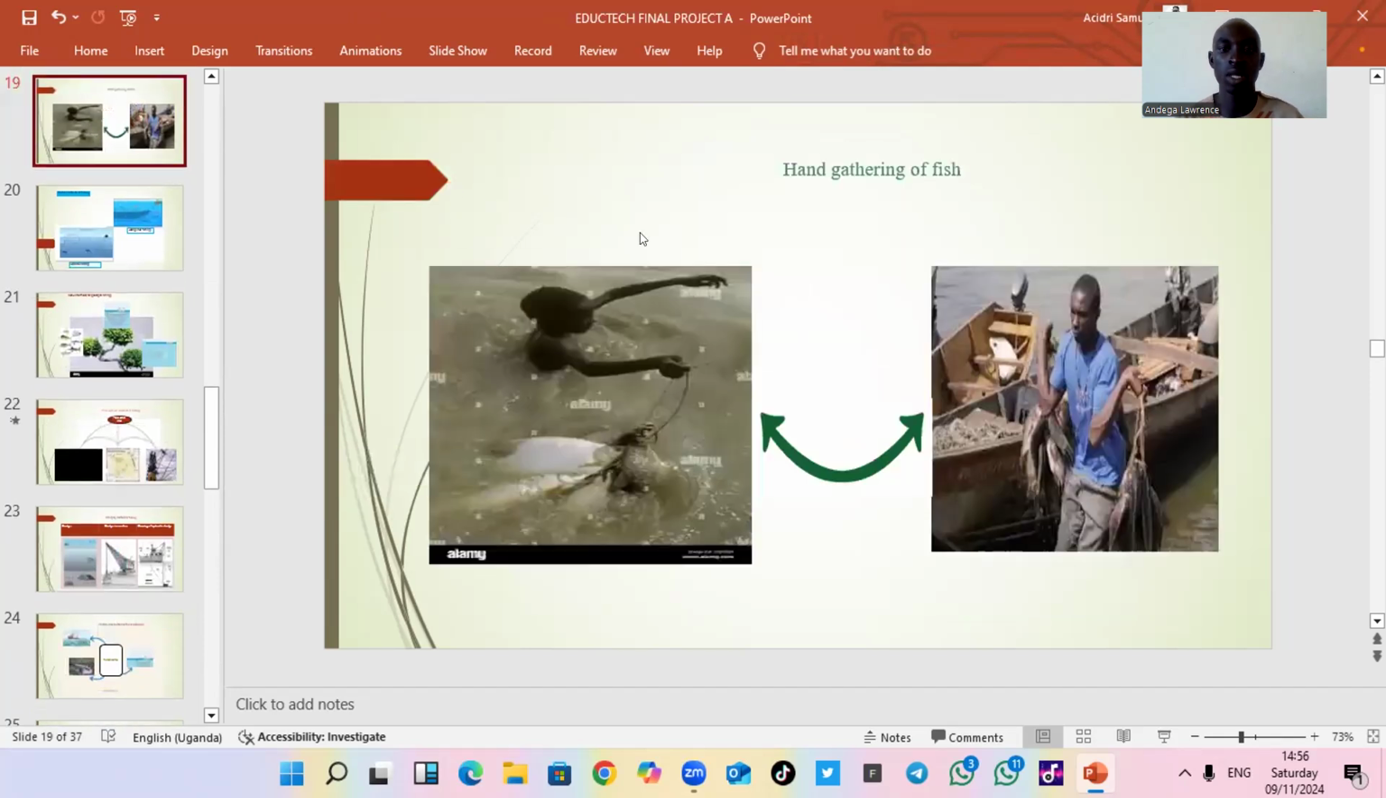So another traditional method is hand gathering. This is where fishermen in the water body try to use their hands to catch fish, and after catching the fish, they use some ropes to tie the fish and bring it outside. It's another method of traditional fishing, especially done on shallow waters.